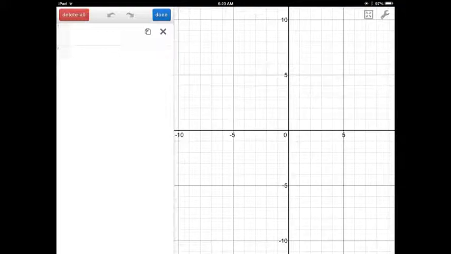The Desmos calculator looks something like this. Here's the viewing window with the positive and negative values. Here's where we're going to enter functions. Over here, you can do all kinds of fancy things with this calculator. We're going to start with some basics though.